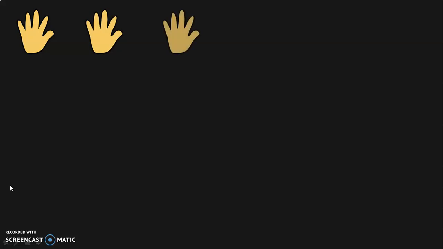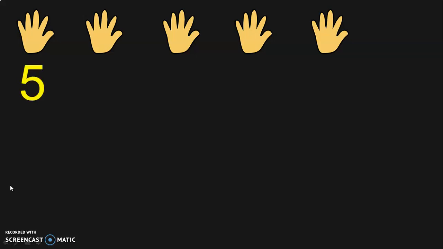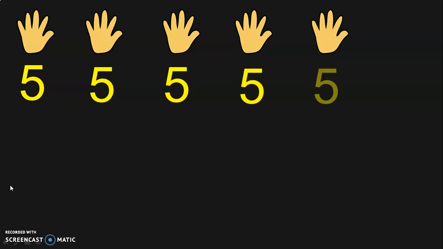Let's take another example. Here we see a palm, or a hand, with 5 fingers. Another palm with 5 fingers. Another palm with 5 fingers. Another palm with 5 fingers. And another palm with 5 fingers. We can say there are 5 groups with 5 fingers each. Let us write that in the form of numbers. 5 fingers in the first group, 5 fingers in the second group, 5 fingers in the third group, 5 fingers in the fourth group and 5 fingers in the fifth group.